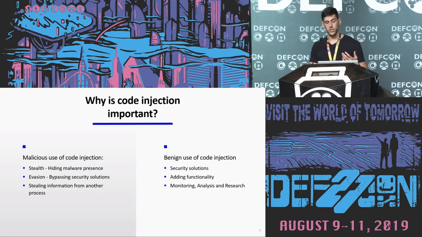So why is code injection important? Code injection is important because it can be used for malicious and benign activities. It can be used for malicious activities like stealth. If a malware author wants to hide the presence of the malware and make it harder to find, it can inject the code into another process and then it will be hard to detect. It can be used for evasion, so we can inject into a security solution, and if we inject into the solution, it won't scan the activity of the malware. Also, if only one program is allowed to do something and we inject into that program, we will be running in that context and can use it to do something malicious and bypass the security solution. And at the end, we can steal information, let's say form grabbing in browsers, and then we can see credit card data and things like that.